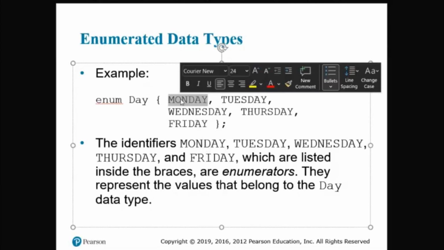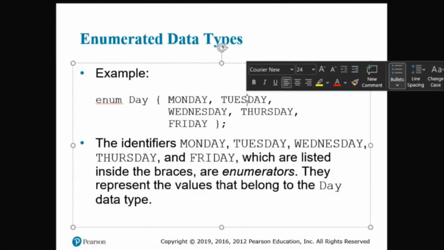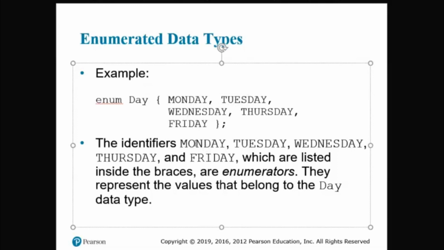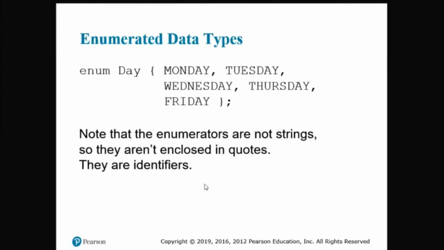The first value will have actual value 0, the second will have 1, then 2 and so on. So Monday, Tuesday, Wednesday. If you type cout Monday now, the computer can understand because we defined it already here. This is called an enumerator, and they represent values that belong to the day data type. So we know, and the computer knows, that it is from the day data type. So we can do it like this: enum day Monday, Tuesday, and so on.